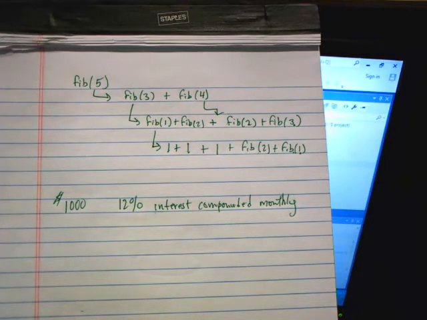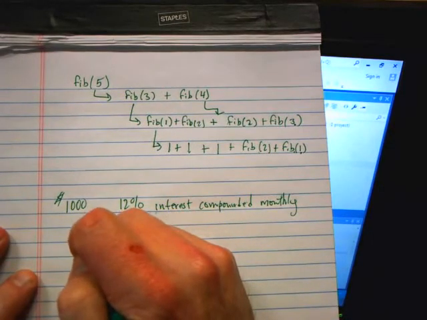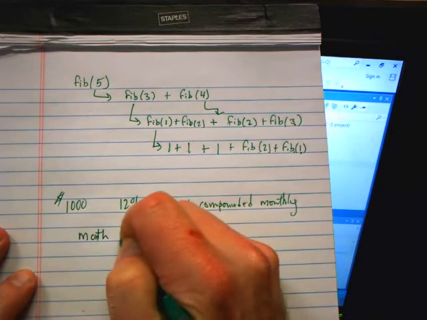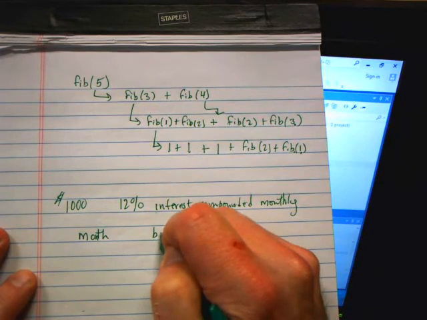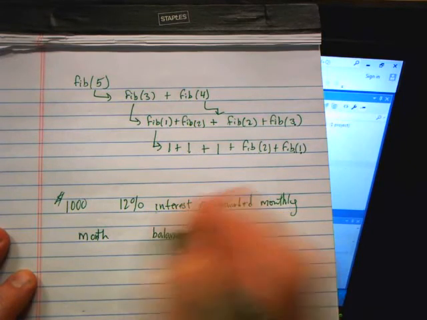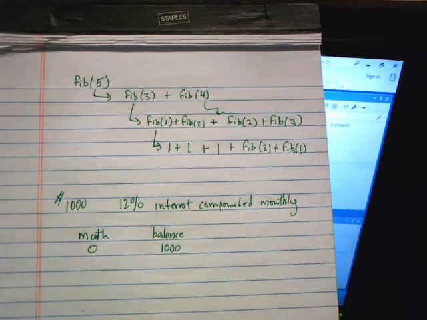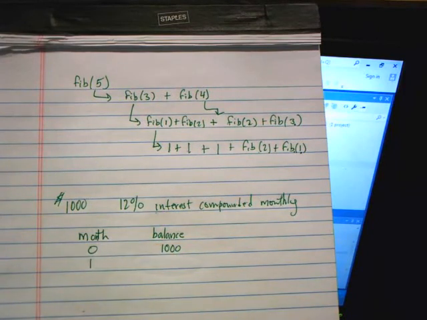All right, so what we're going to do in this program is build a little table. Month and balance. So in month 0, we'll have $1,000. After 1 month, the bank pays us some interest. How much money is going to be in the account after 1 month?